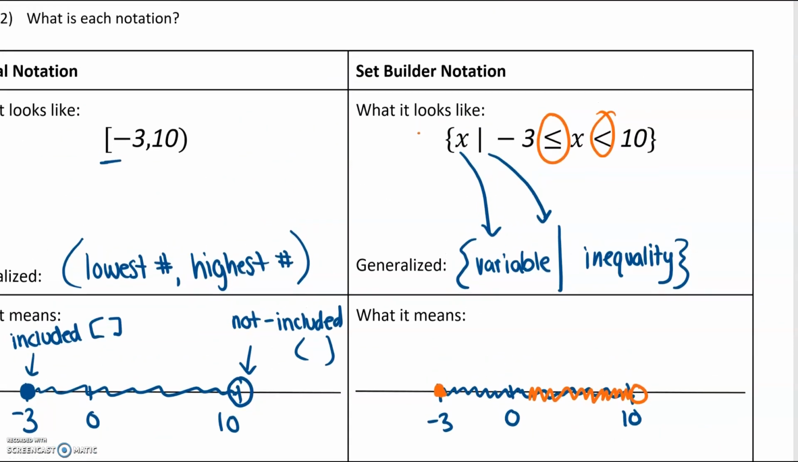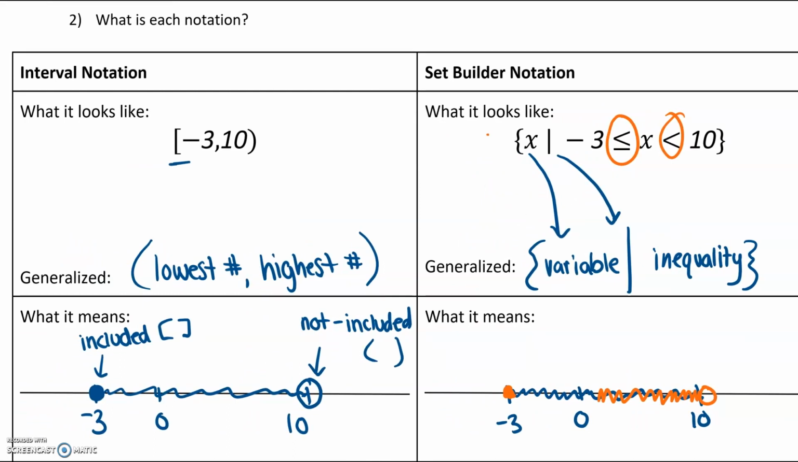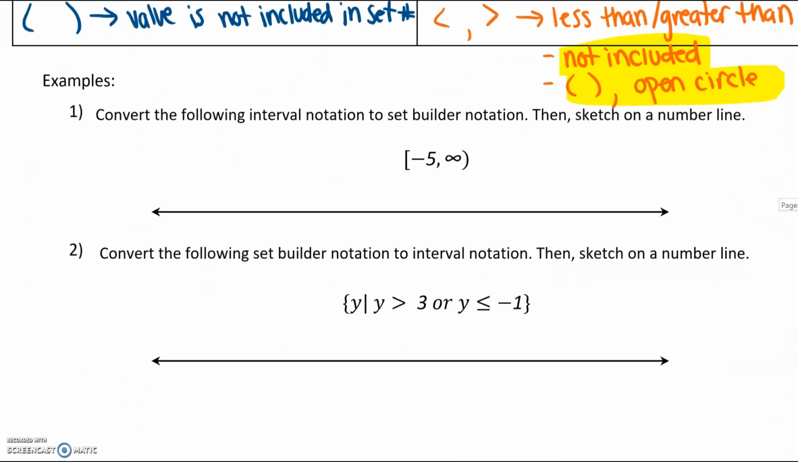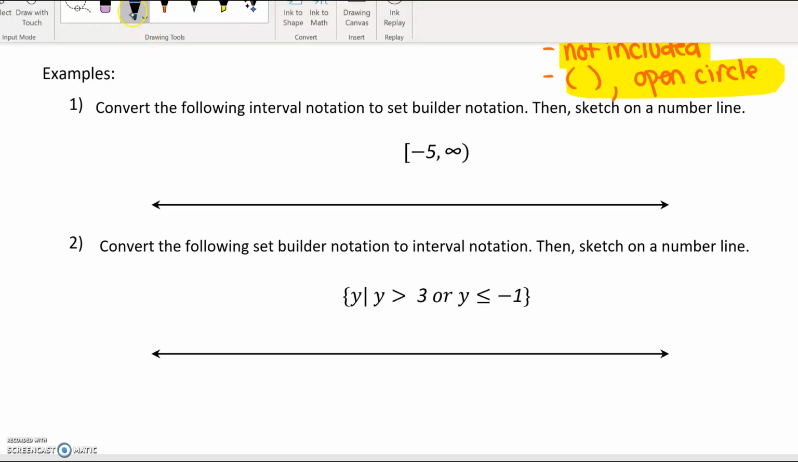But these mean the exact same thing. They're just two different notations to describe sets of numbers. And you will use both, so I'm going to show you how to use both real quick. So the question says, convert the following interval notation into set notation, then sketch it on the number line. I actually like to sketch this first, even though I told you to do it backwards. I think a visual helps me.